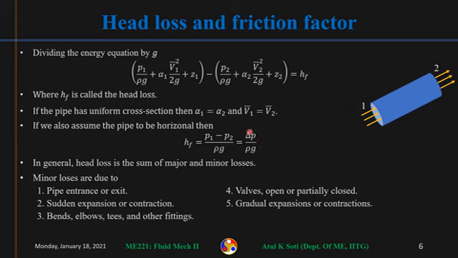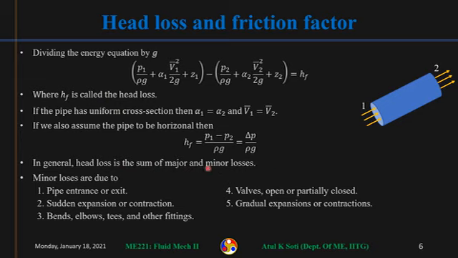This is for a case when a pipe of uniform cross section is there. Now in general, this head loss is divided into two categories. One is the major loss and another is the minor loss.